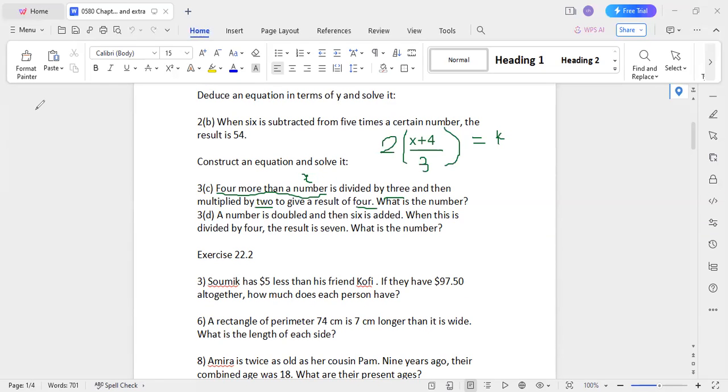Let's see if everyone has got the answer too. Wait, what? My answer is different. Oh no. Wait, let's check our workings carefully. I cannot see the 4 just now. Let's see.